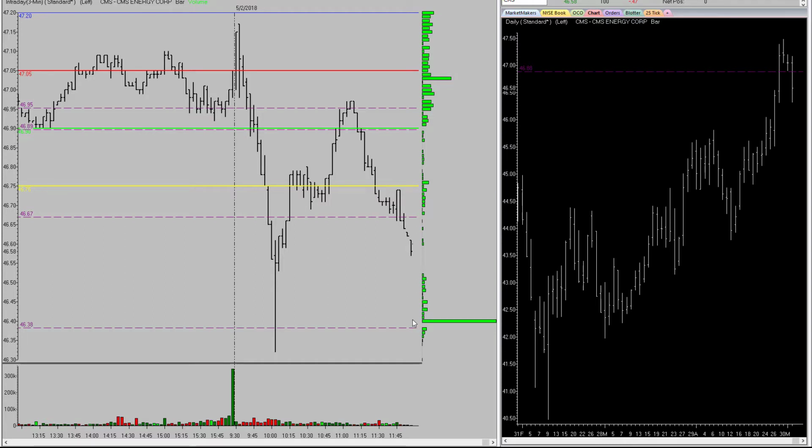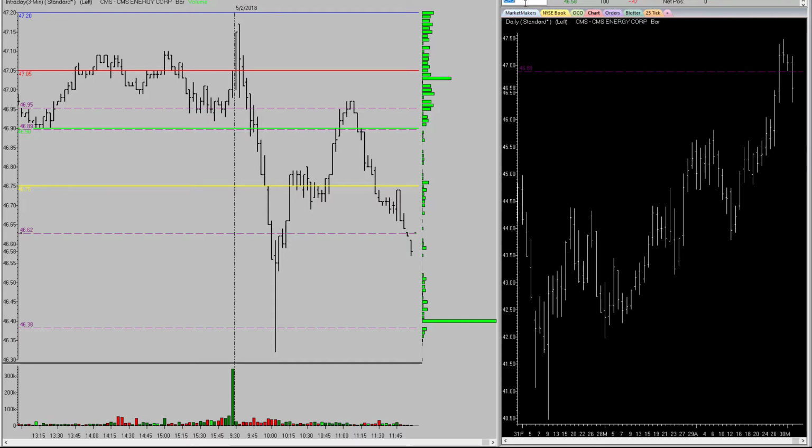I'm not in this second entry. If I were, I'd be pulling my stop up behind this to the 46.62 level, 60-ish level, and then just pull it on down behind. It's a second entry, so you never know.